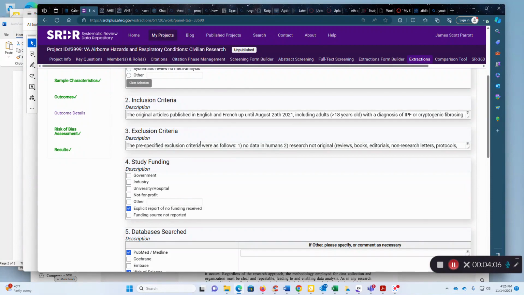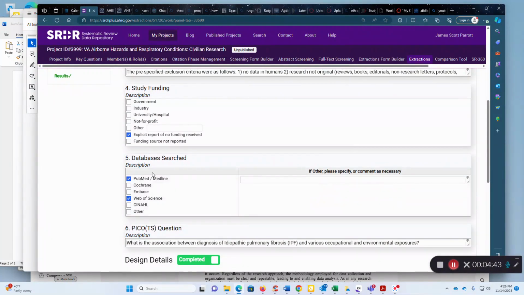Then inclusion and exclusion criteria. Now, one thing I've got to tell you about systematic reviews, thanks largely to the influence of Cochrane, systematic reviews have a really pretty standard structure. And so if you know where to look to find a piece of information, chances are in the next 10, 12 systematic reviews you read, you'll be able to find the same information right about the same place. Inclusion and exclusion criteria you will find in the methods section. Study funding will often be reported at the end.